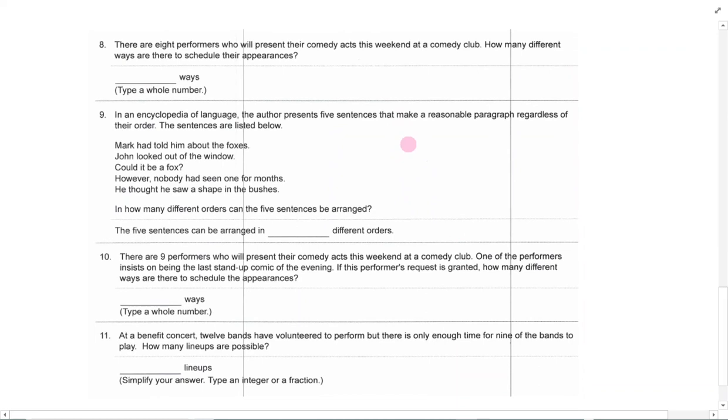Number 8. There are 8 performers who will present their comedy acts this weekend at a comedy club. In how many different ways are there to schedule their appearances? Now this should look familiar because it looks like a problem that we use the fundamental counting principle on. And you could. But order matters, so I could use a permutation. There are 8 performers. I'm choosing all 8 of them. So I will do the permutation of 8 taken 8 at a time. Let's see what we get.